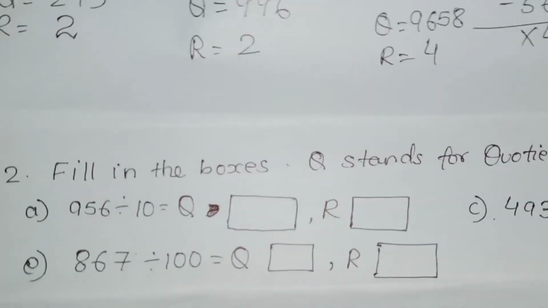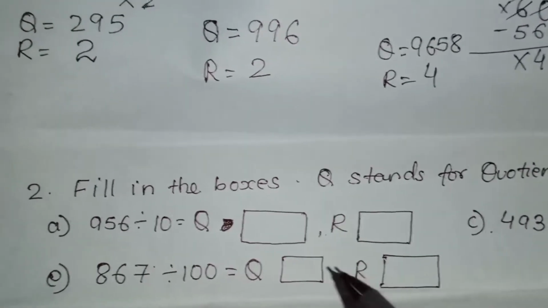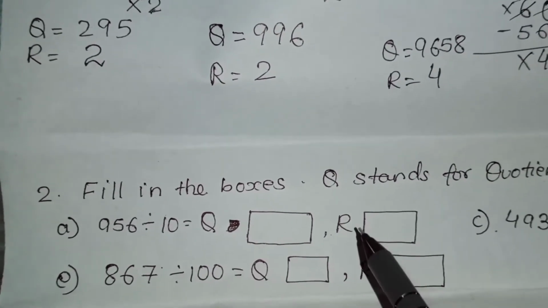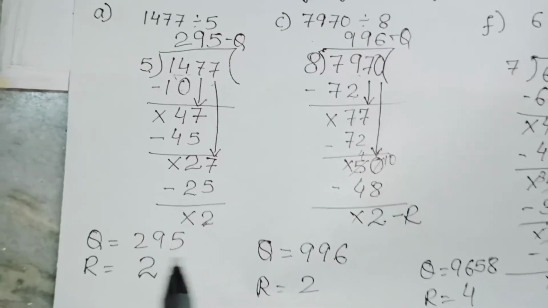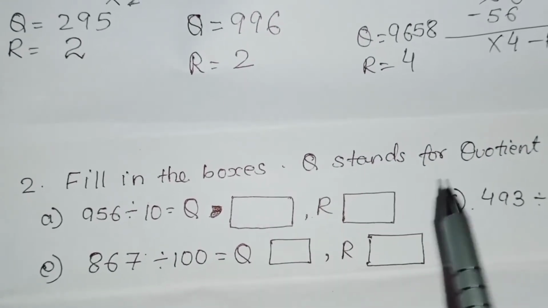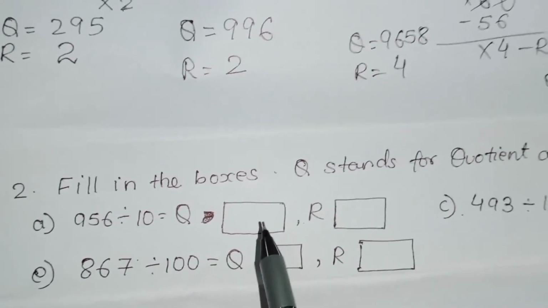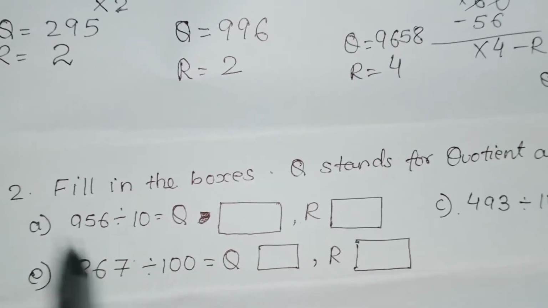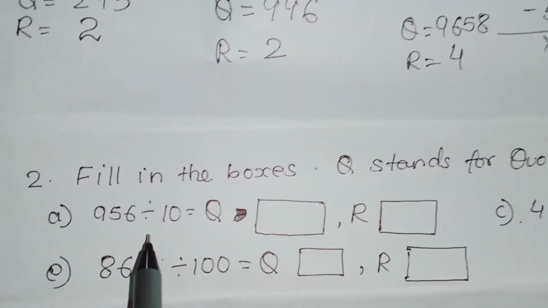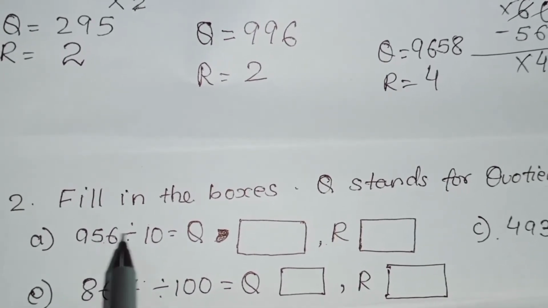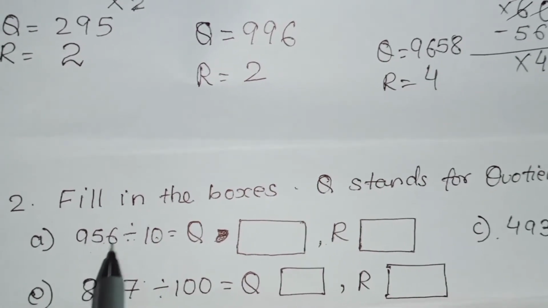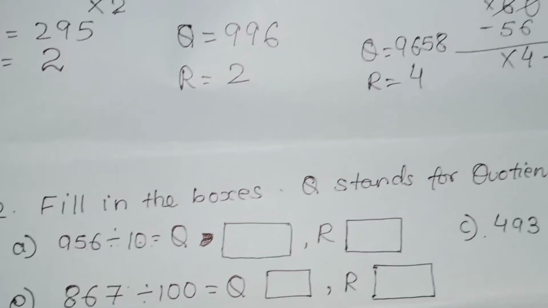It is very easy to fill without doing long division and all. I'm going to fill these boxes, finding the quotient and remainder. In question number 1, we did long division and got the quotient and the remainder. Here, without long division or short division, I am going to fill the quotient and remainder. Now see how to do it here. So what is the question? 956 divided by 10. We have to find the quotient and remainder.